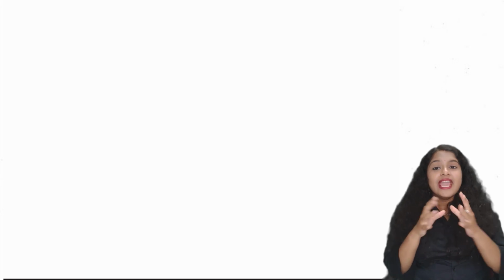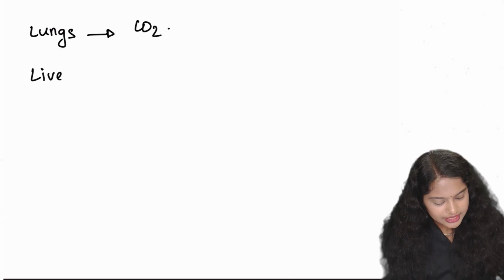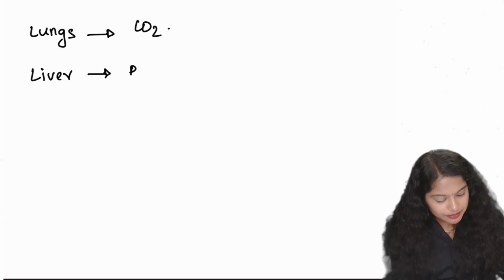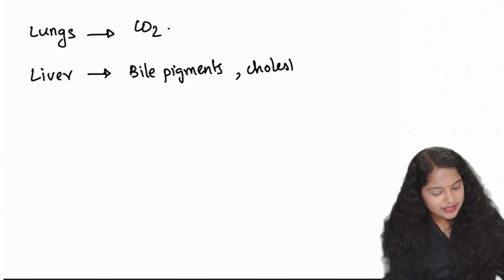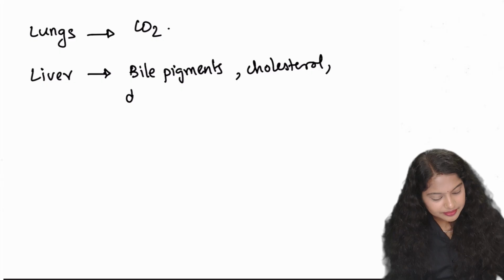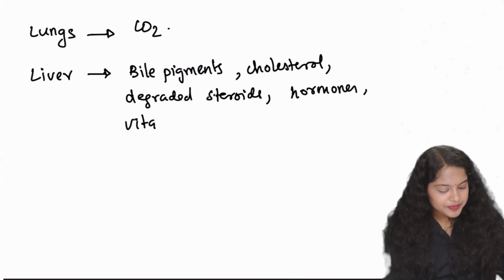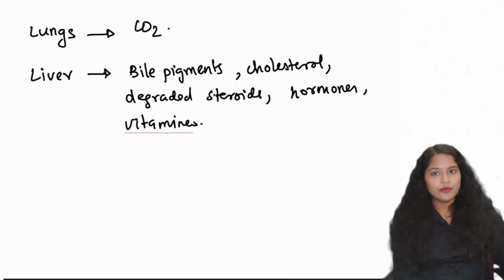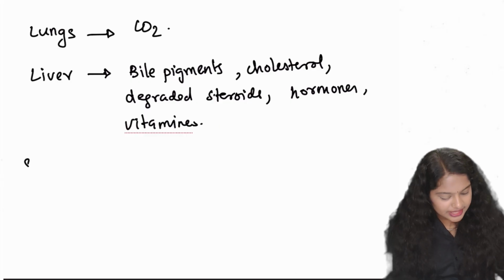So now we are going to see excretion by other organs. First is the lungs. From the lungs, what is getting eliminated is carbon dioxide, which is the byproduct of metabolic activities. Now from the liver, what is getting eliminated? That is the bile pigments, then the cholesterol, then the degraded steroids, then hormones and vitamins. Whatever is not required is removed by the liver, and that is through the digestive system.